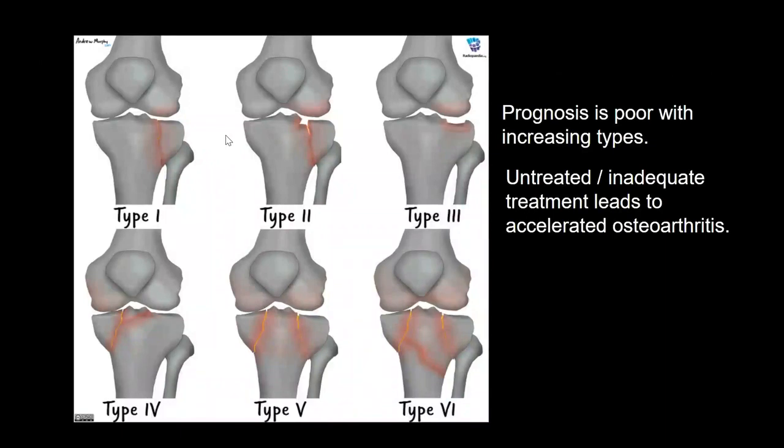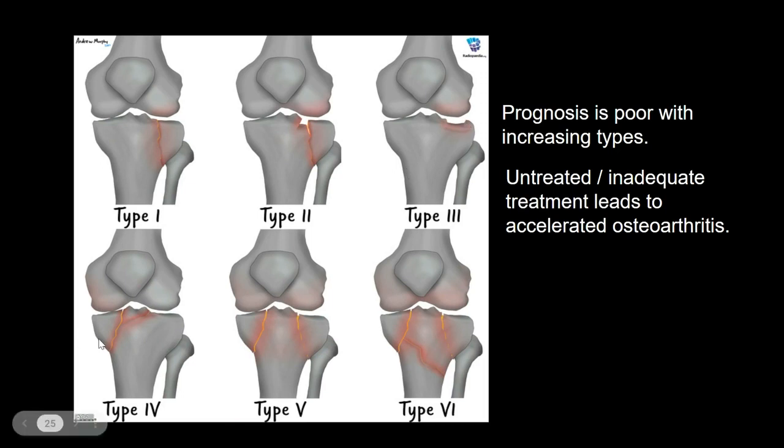There are 6 types of fractures according to Schatzker grading. Type 1 is undisplaced or less than 4 mm displacement of lateral tibial plateau fracture. Type 2 is more than 4 mm displacement of lateral tibial plateau fracture. Type 3 is pure depression of lateral tibial plateau.